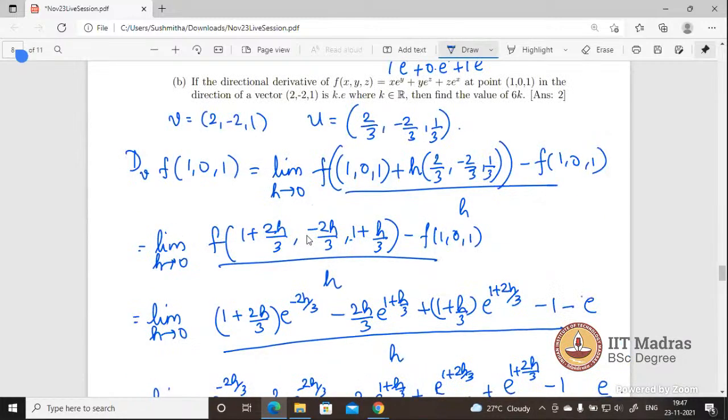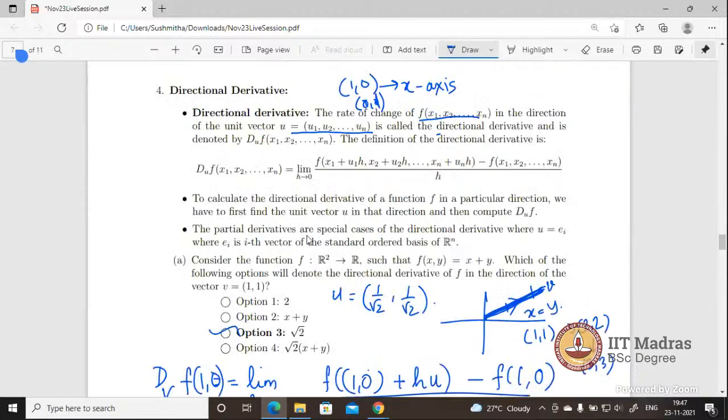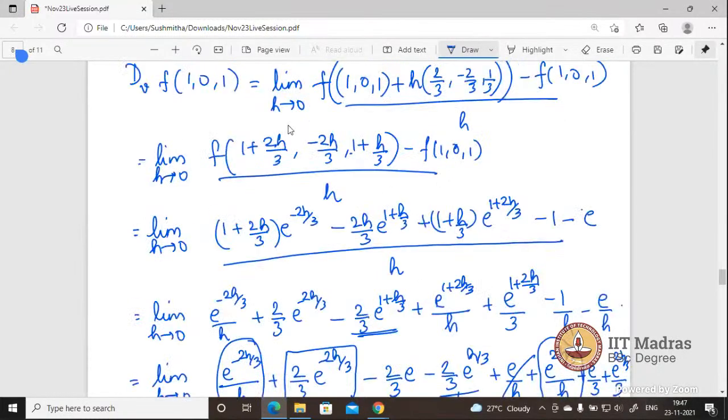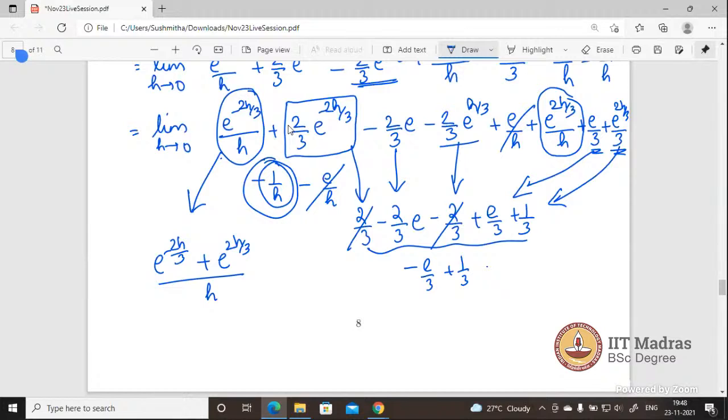Ma'am, this e to the power minus 2h by 3 plus e to the power plus 2h by 3 upon h would collectively make 1 by h and would finally cancel minus 1 by h. Oh, where? Which one? Ma'am, the two things that we have encircled, e to the power minus 2h by 3 upon h and e to the power 2h by 3 upon h. These two would get us 1 by h. How then do we get 1 by h? That is the addition. Only if you multiply, yeah, this is addition. What am I doing wrong?